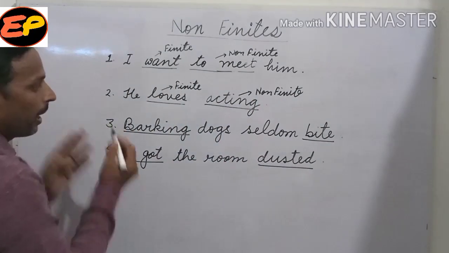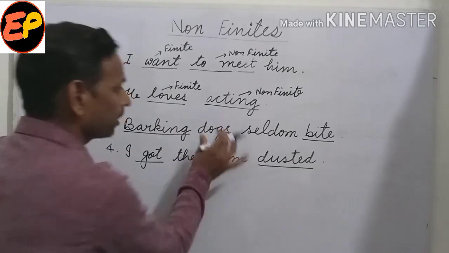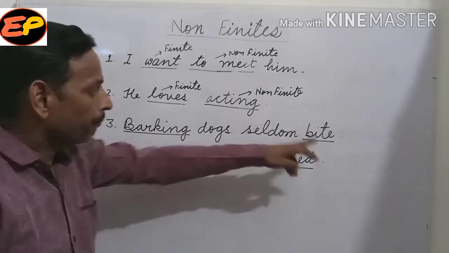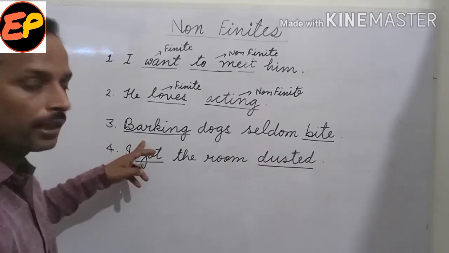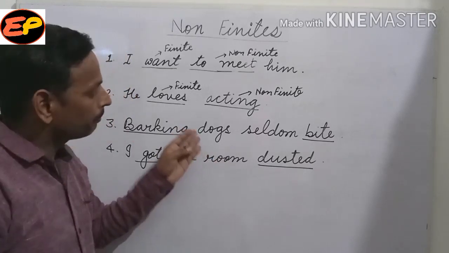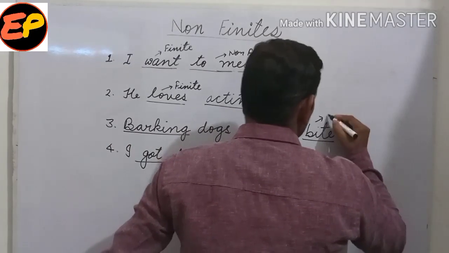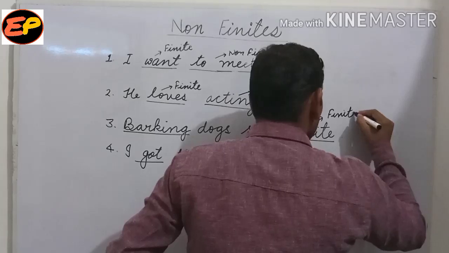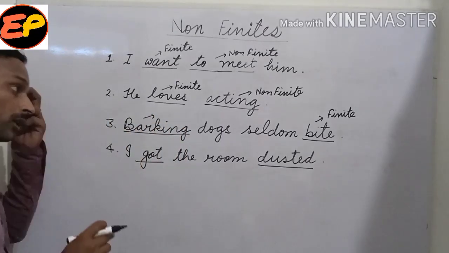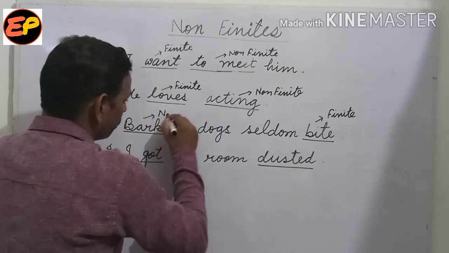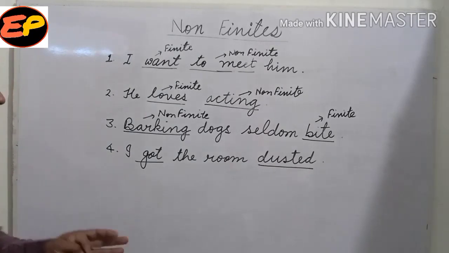The same way, barking dogs seldom bite. Now the subject is dogs. And what action do they perform? Bite is the main verb for them. What do the dogs do? They bite. What kind of dogs? It is written barking dogs. But barking is not the action that dogs basically perform according to the sentence. Dogs perform the action of biting. This is the finite verb. And because barking shows what kind of dogs, although it is a verb, it is not the main verb of the sentence, so it is a non-finite verb.